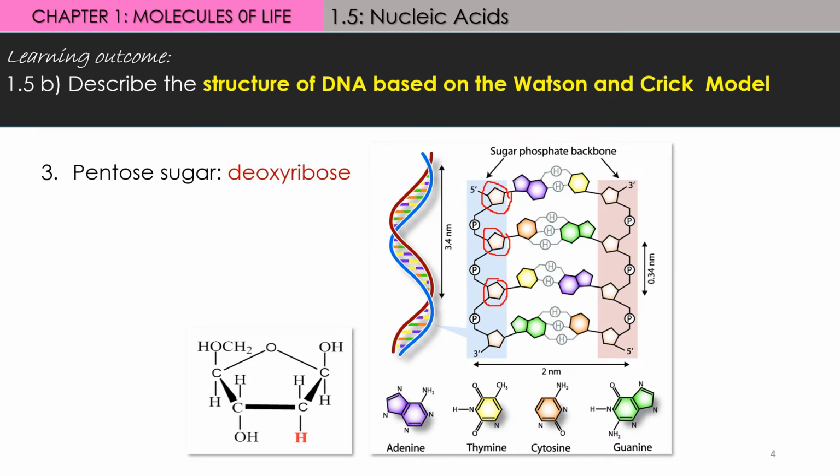How could we notice that the pentose sugar is deoxyribose sugar? Look at the second carbon of the pentose sugar. If the second carbon of the pentose sugar is lacking one oxygen atom, then the pentose sugar is known as deoxyribose. Notice that the term deoxy means removed oxygen, means no oxygen.